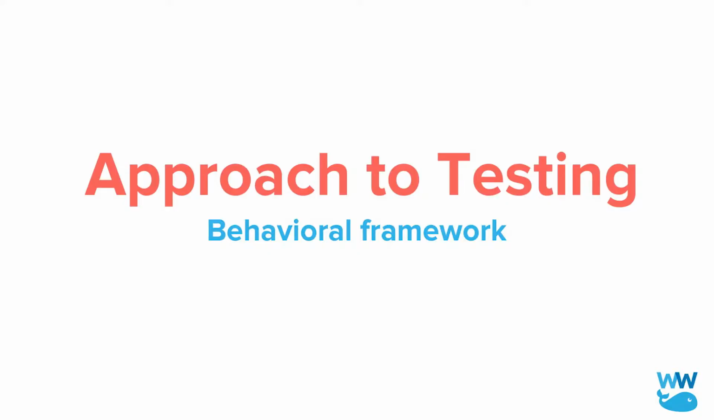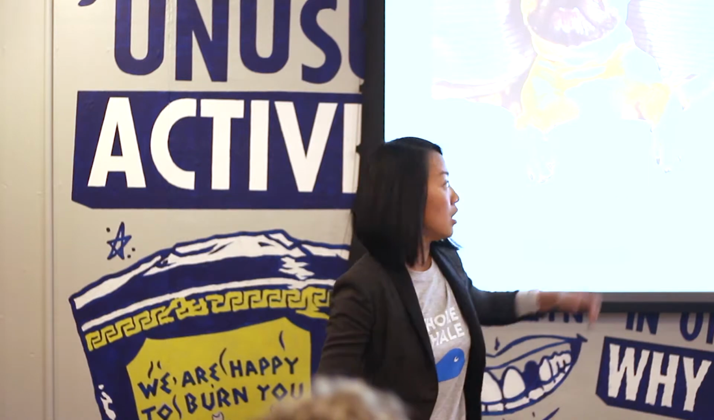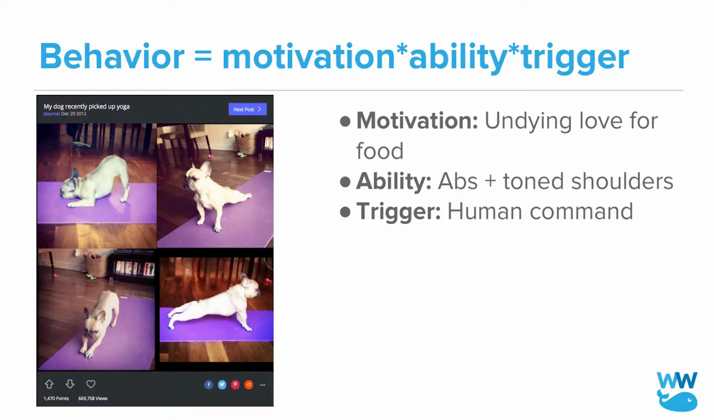Approach to testing, let's get theoretical here. Anytime we run an A/B test, the goal is not to look better. It is to get someone to take more of the action that you want on the site. So what gets people to behave? How do you turn someone from this passive sleeping creature into someone who does yoga? Look at that blank form. How do you do that?